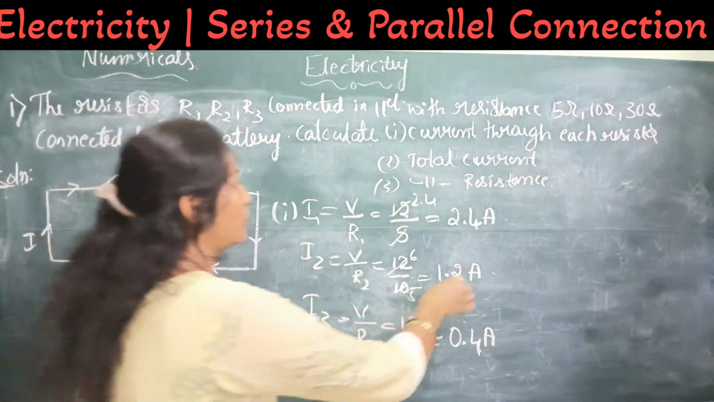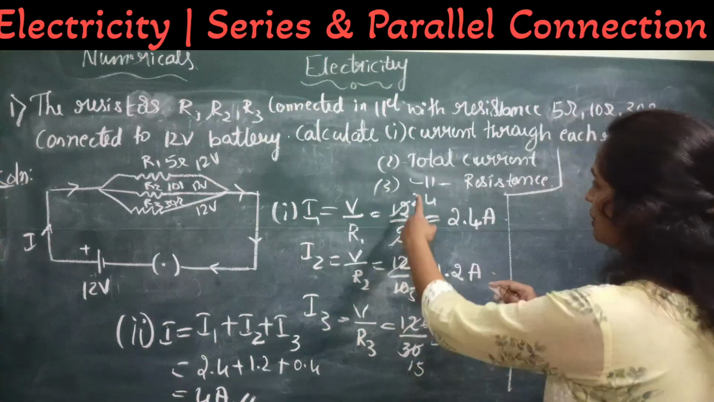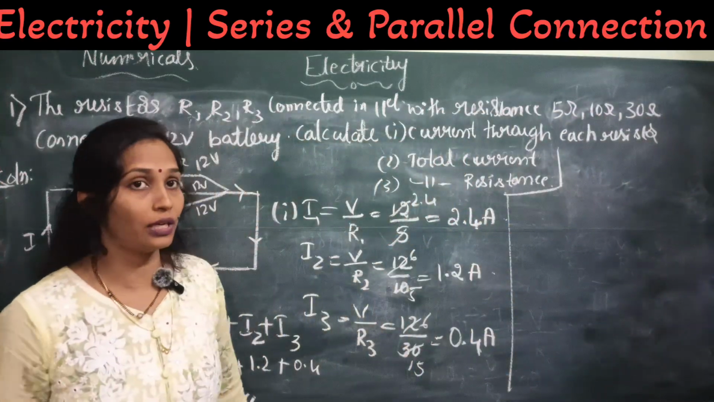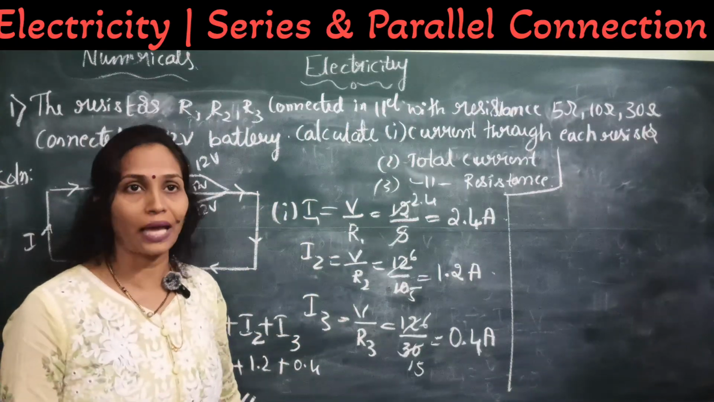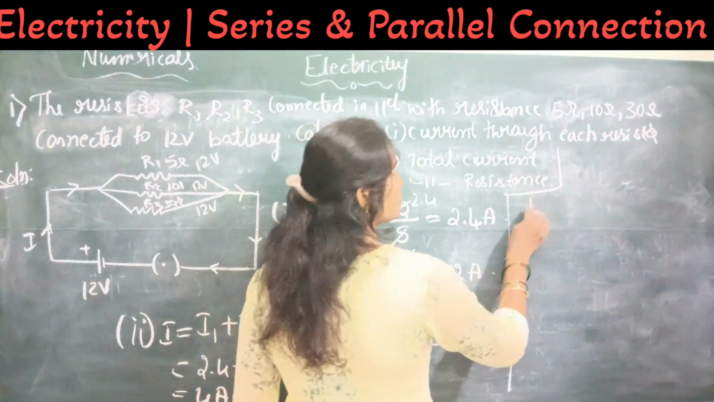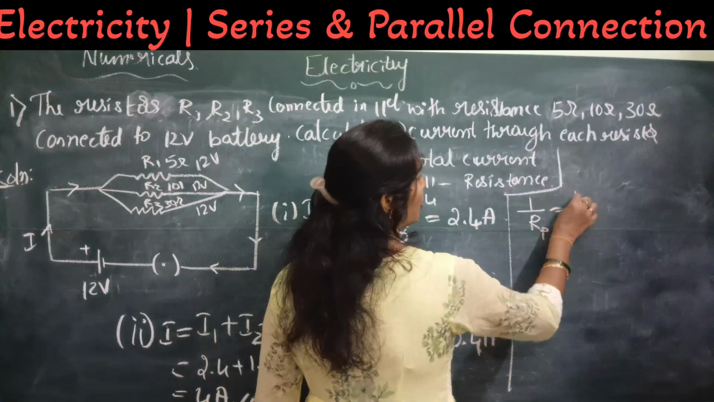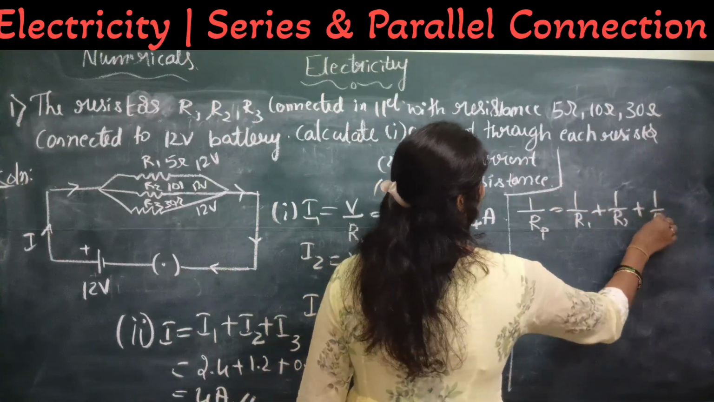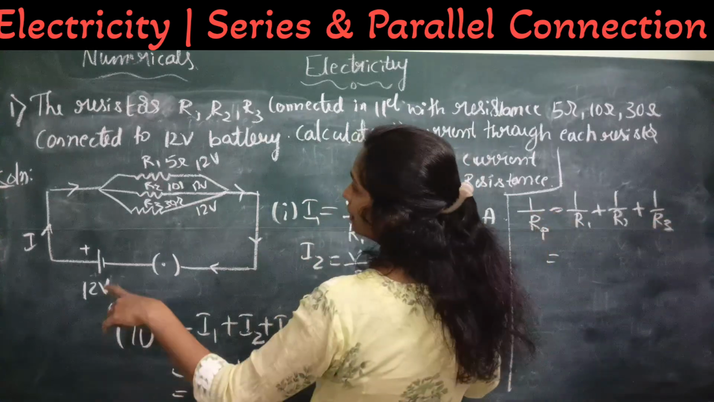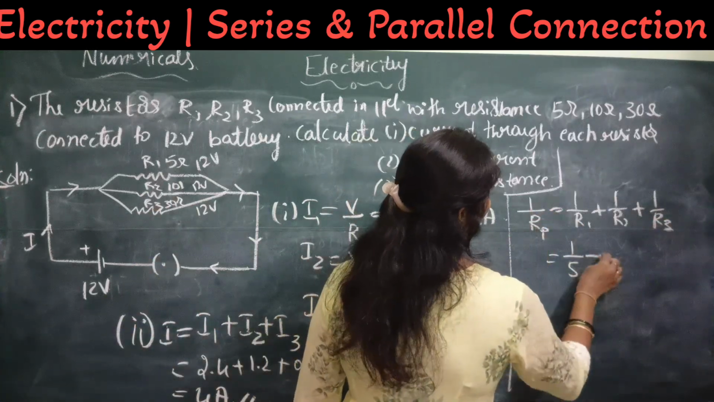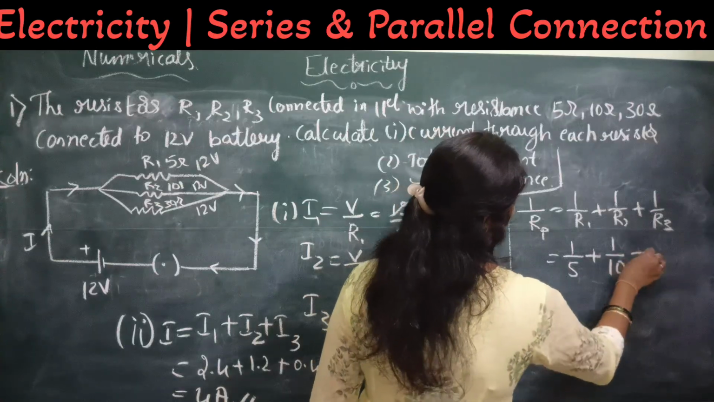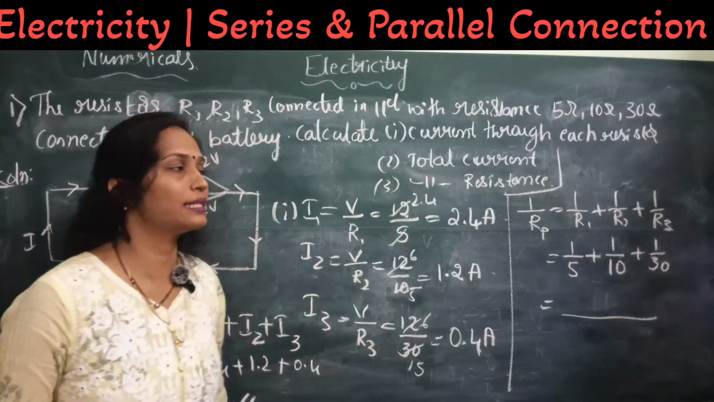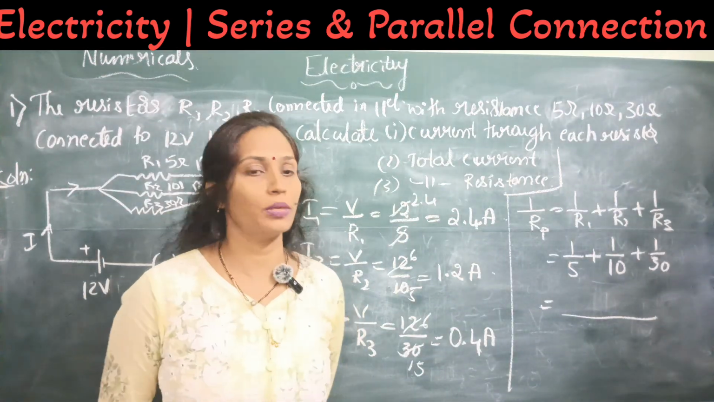Okay. What is our third part? What are they asking us? That is total resistance. What is the formula for total resistance in a parallel connection? Yes, 1 divided by Rp is equal to 1 by R1 plus 1 by R2 plus 1 by R3. So 1 by 5 plus 1 by 10 plus 1 by 30. Take the LCM for 5, 10 and 30.